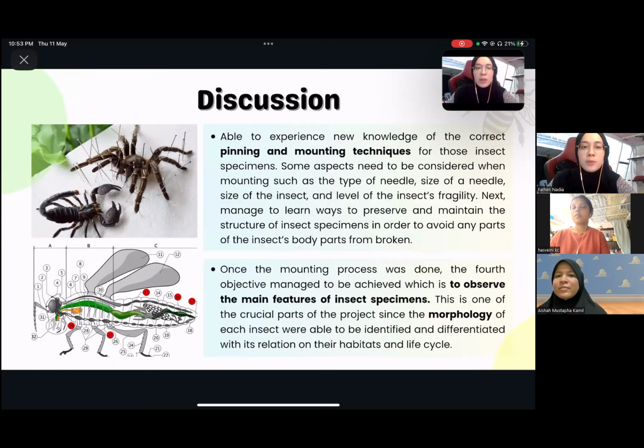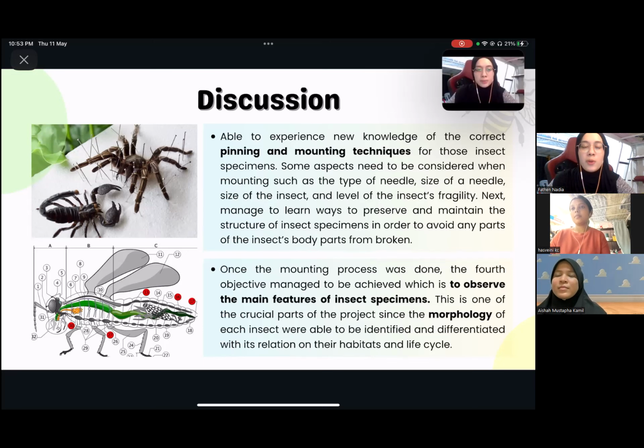Once the mounting process was done, our fourth objective was achieved, which is to observe the main features of the insect specimens. This is one of the crucial parts of our project, since the morphology of each insect was able to be identified and differentiated in relation to its habitat and life cycle.